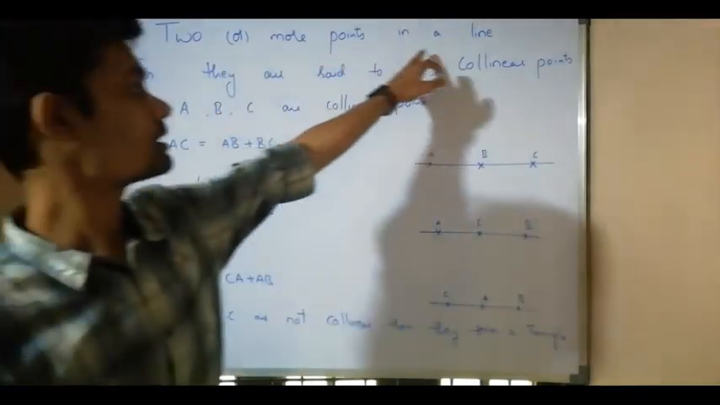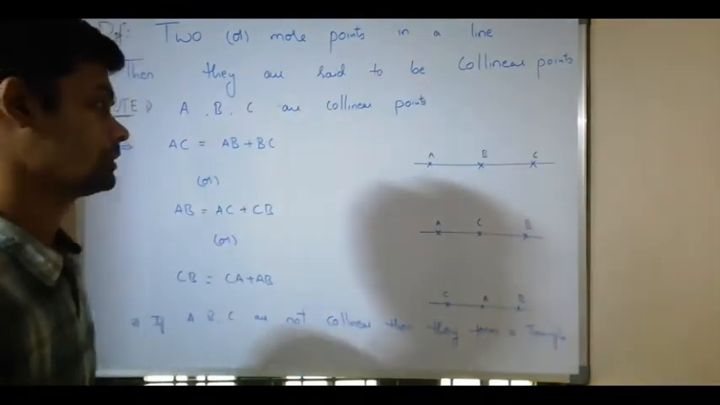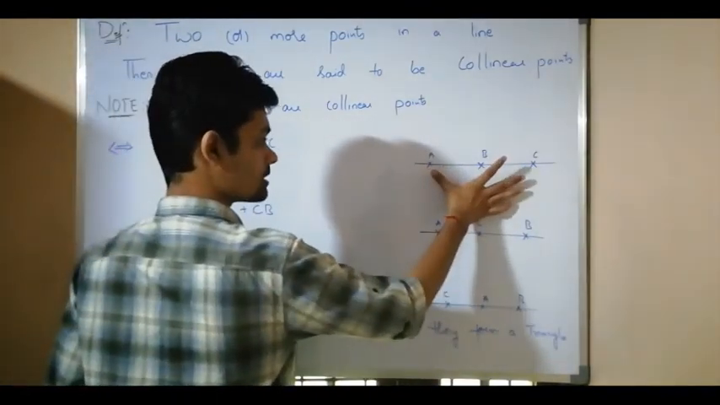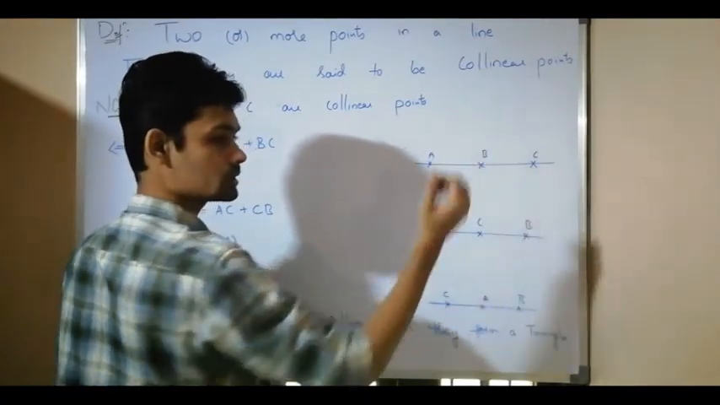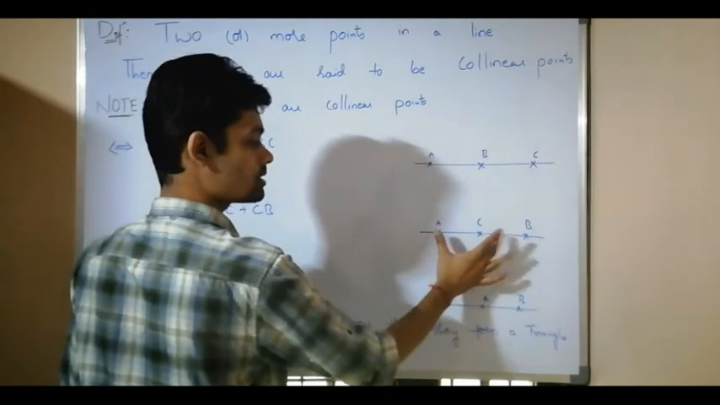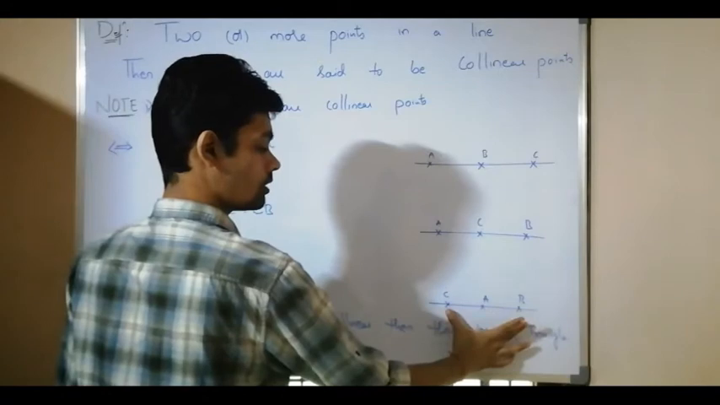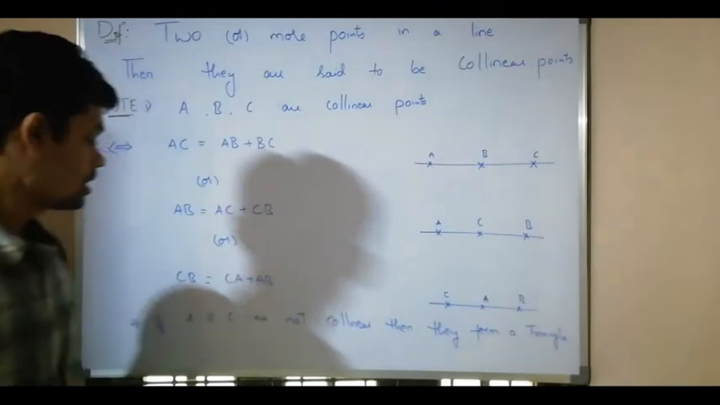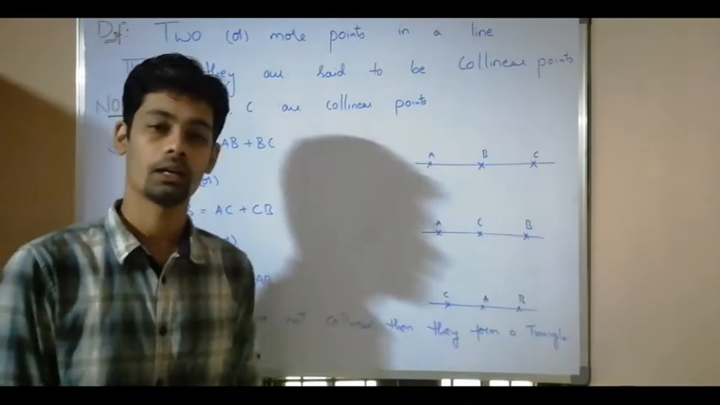Two or more points in a line, then those points are said to be collinear points. If the 3 points are on a same line, then distance AC is equal to distance of AB plus BC. In this case, distance of AB is equal to AC plus CB. In this case, distance of CB is equal to distance of CA plus AB. We have written this as a note. If these 3 points are not collinear, then they form a triangle. Area of a triangle.